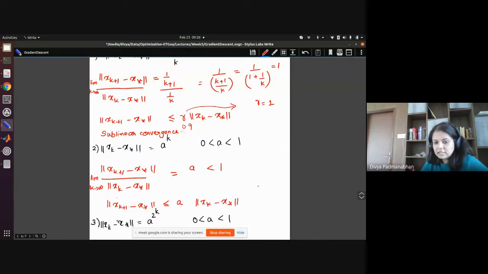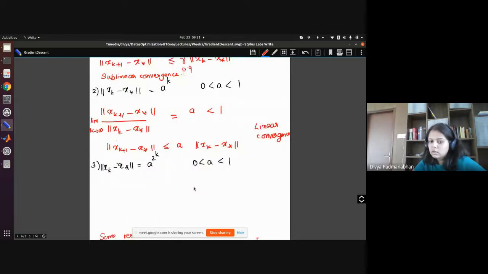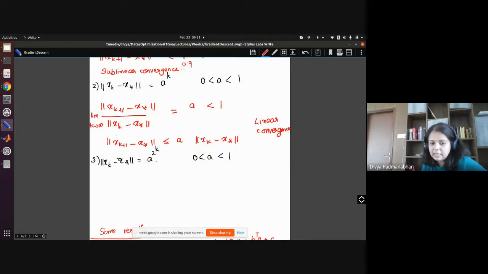Okay, and so this is linear convergence because this A is strictly less than 1. So this is better than the convergence that we had here. Now another example is something like A power 2 power k. So let's take just the sequence. For k equals 1, you have A square, then A 2 power 2, so A power 4, then A power 8, 2 power 3, then A power 16, something like this.